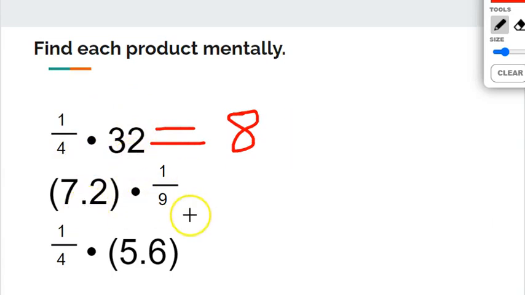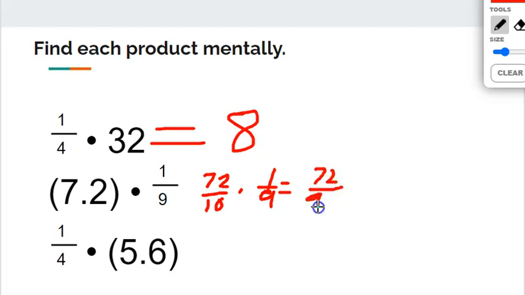What about 7 2/10 times 1/9? Well, isn't that 7 2/10 the same as 72 tenths? And we multiply it by 1/9. We get 72 90ths, which you can divide 9 out of both of those, which is going to give us 8 tenths.